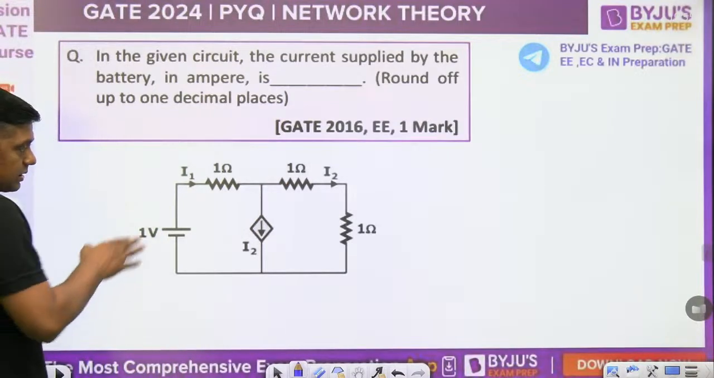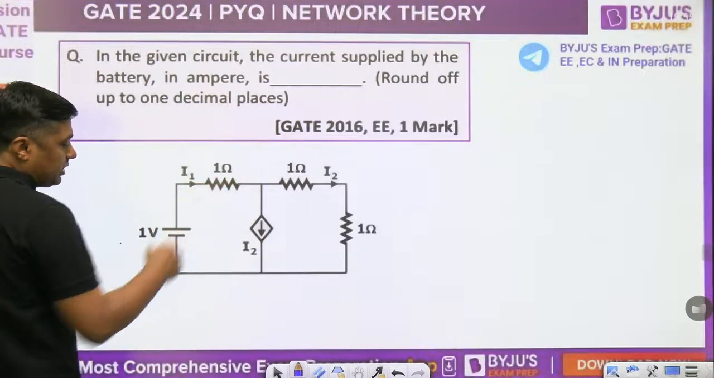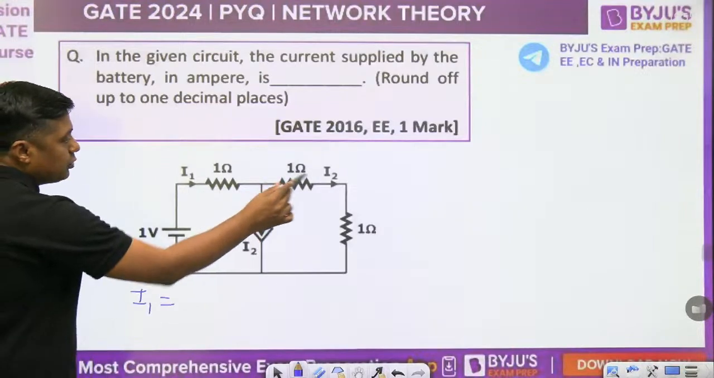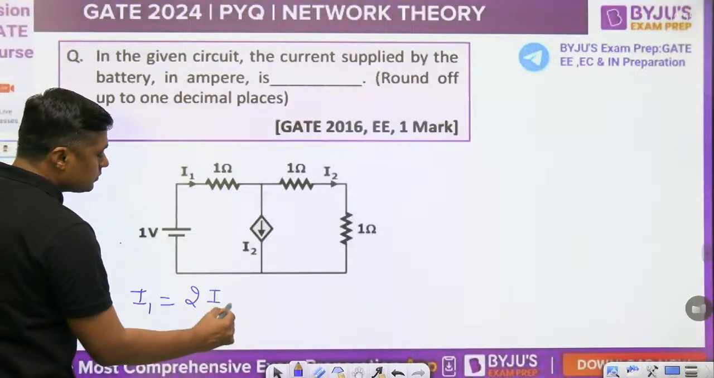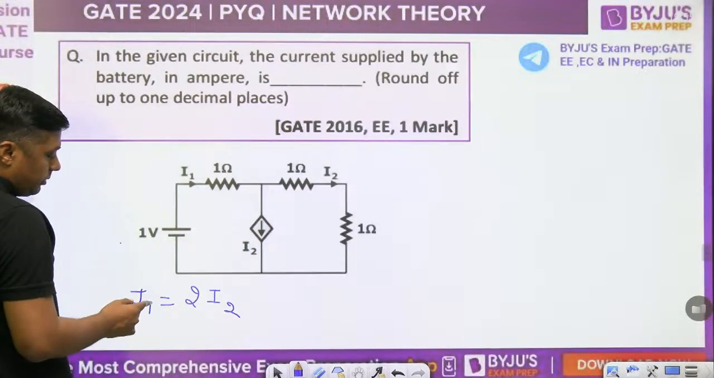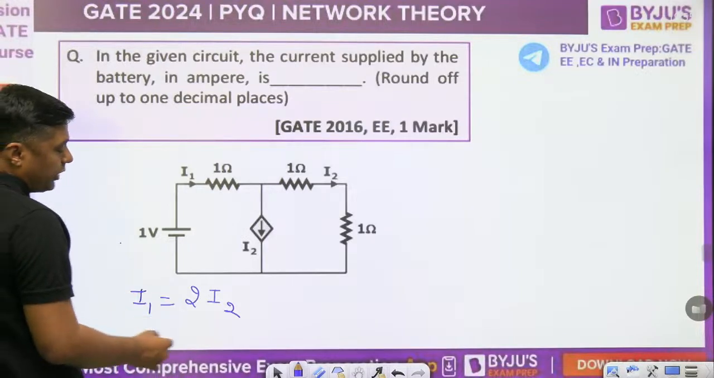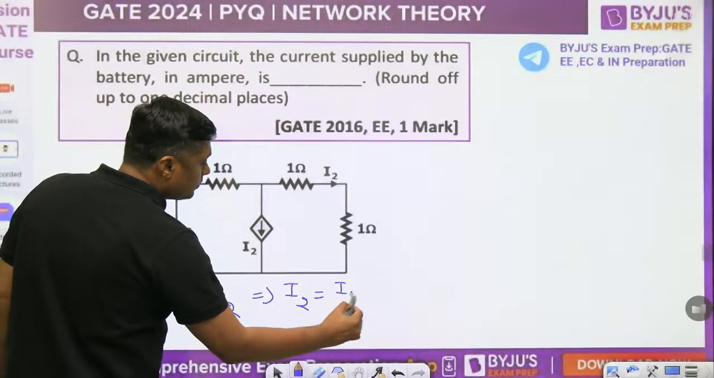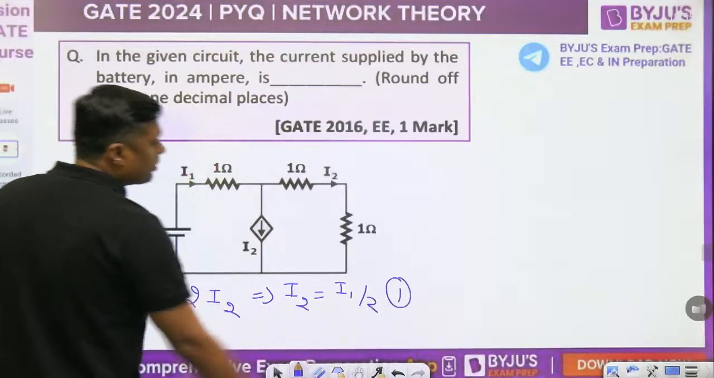Now watch this. Apply the KCL at this point. What is the incoming current? I1. What is the outgoing current? I2 and I2, so 2I2. So what is the relation between I1 and I2? I1 is equal to 2I2. So I2 is equal to I1 by 2. Now this is equation number 1.